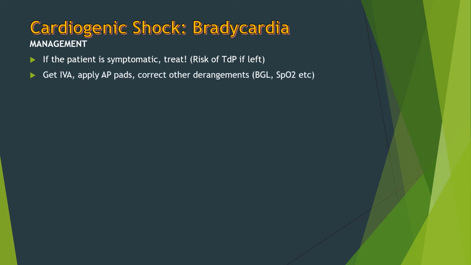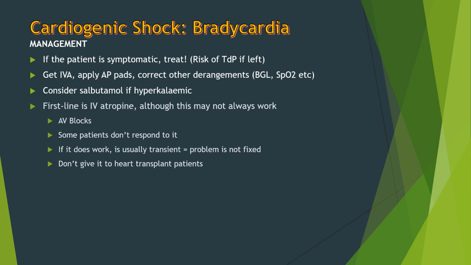So we want to get IV access, we want to apply anteroposterior pads because air isn't a good conductor of electricity, so we want to avoid the lungs. And we want to correct any other derangements that could be causing the bradycardia, like their BGL or their oxygenation. If we think there's a reasonable chance that the patient could be hyperkalemic, maybe we can consider some salbutamol nebs, as this helps move potassium back into the cells. This can be seen on the ECG with some peaked T waves, a wide QRS, and a history that fits, like renal failure or recent loss of plasma or electrolytes.